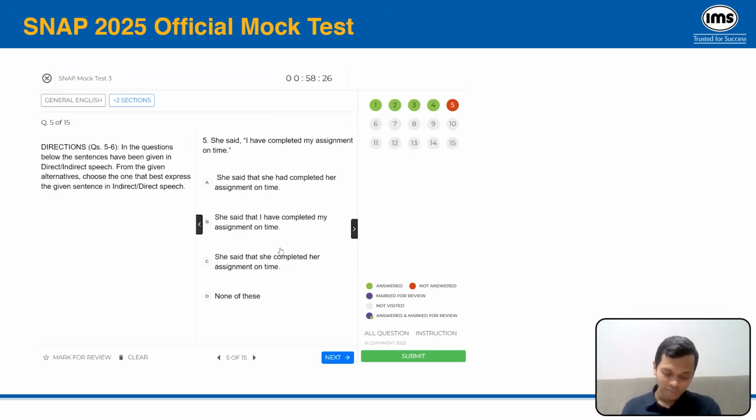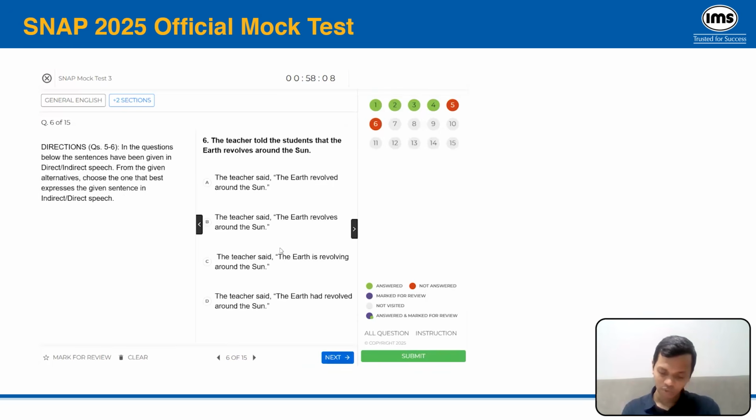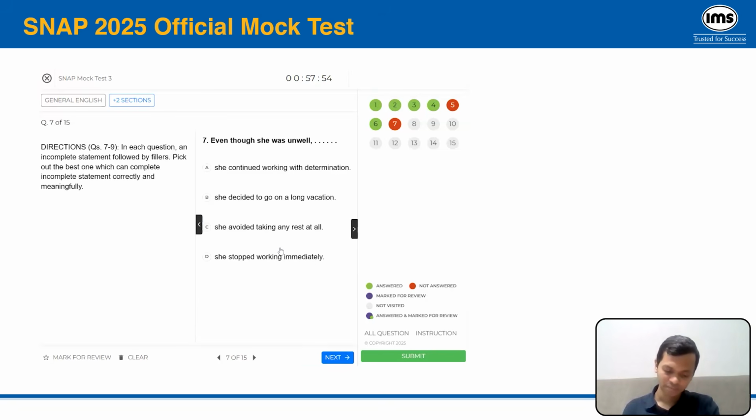She said I've completed my assignment on time. Change the speech. Okay. She said that she had completed her assignment on time. She said that she completed. She said that she. Okay, I'm not very sure. Go to next. Again, speech. The teacher told the students that the earth revolves around the sun. The teacher said the earth revolves around the sun. So B should be comfortably the right answer.